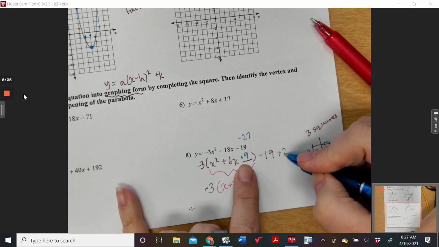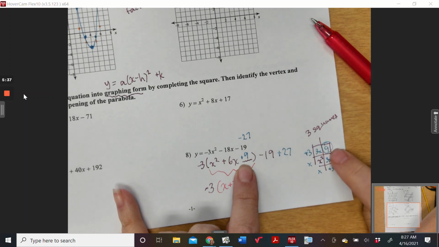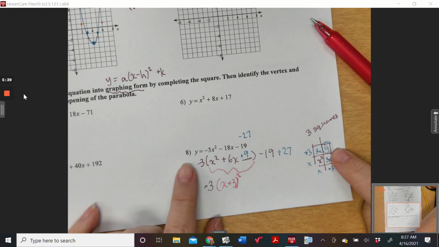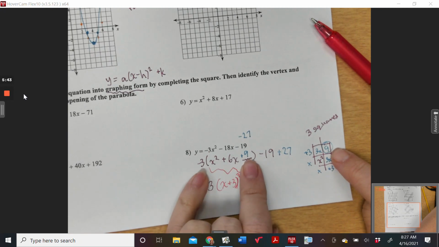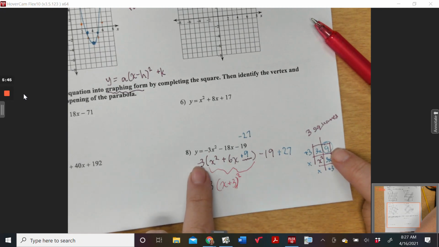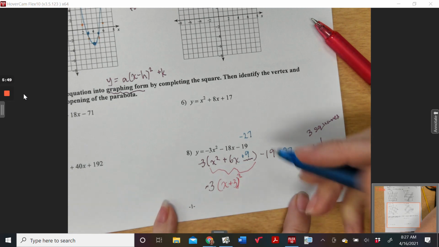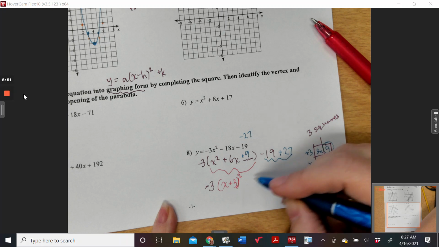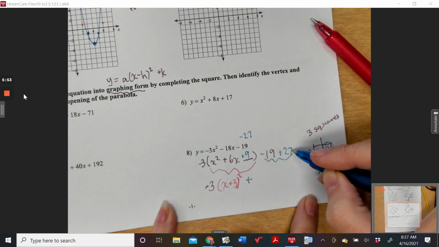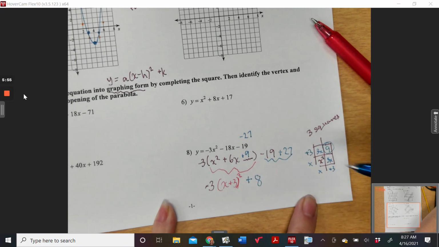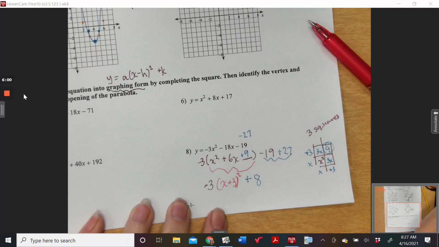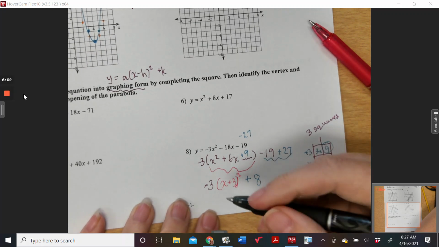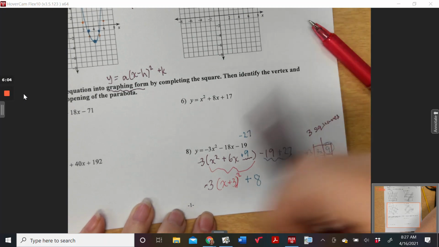So I need to add 27 to undo that. 3 squares, 9 3 times, but they're negative 3. And so I'm going to add this 27 because this 9 is really being removed because of the minus sign 3 times. So I add 27 and this becomes plus 8. So my vertex is at, and I should say y equals.